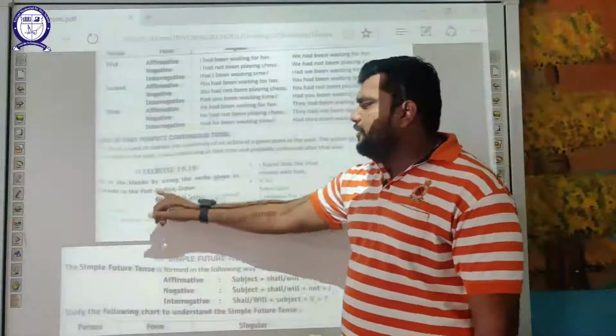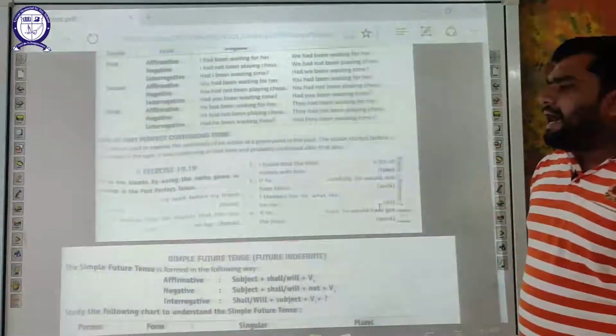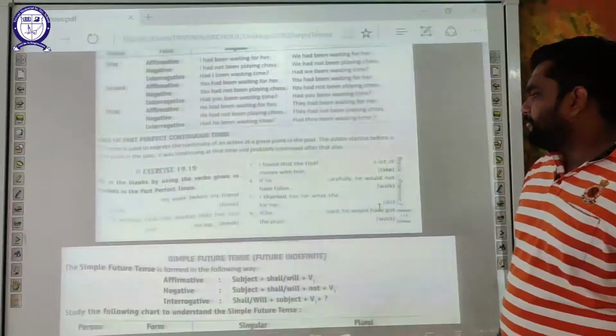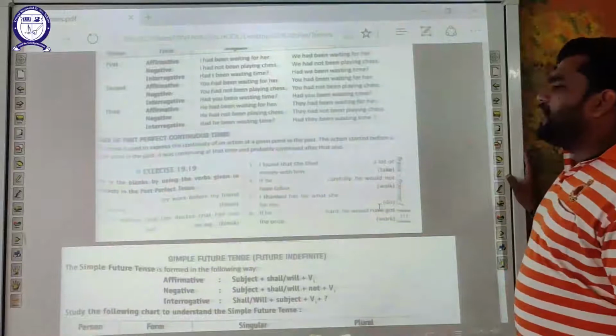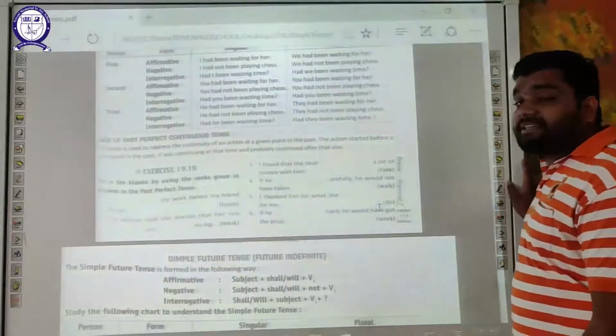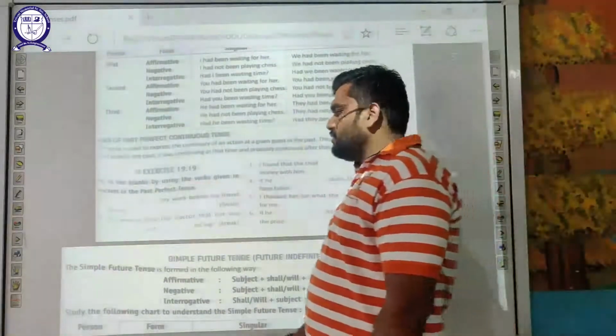We need to fill this one with past perfect. I had finished. Okay. I found that the thief dashed a lot of money with him. I found that the thief had taken, because it is perfect one.